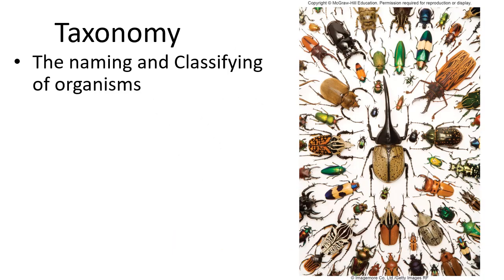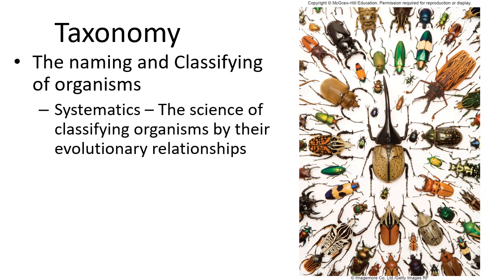So first, taxonomy is a very much older discipline than phylogenetics, but phylogenetics at its roots is just a branch of taxonomy, which is the naming and classifying of organisms. Our original taxonomist was Carl Linnaeus. We'll mention him later. Systematics then is the science of classifying organisms by their evolutionary relationships, which may or may not be morphological, right?